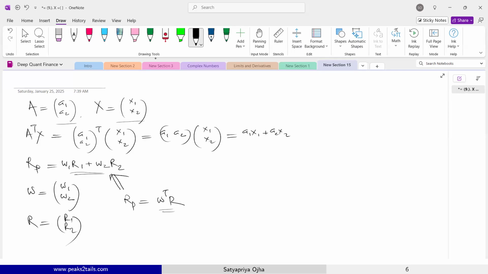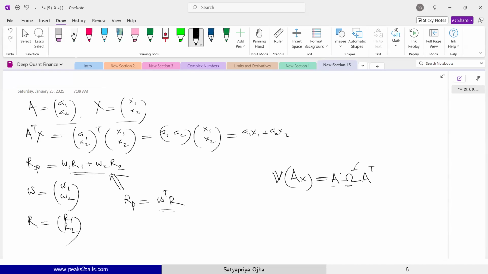Then coming to the variance formula, the standard formula is like this. Variance of A times X is A transpose variance covariance matrix of X times A. This is the formula. In between there is the variance covariance matrix. To the left of it, there is, sorry, I made a mistake. This is not A transpose. We get A transpose here.